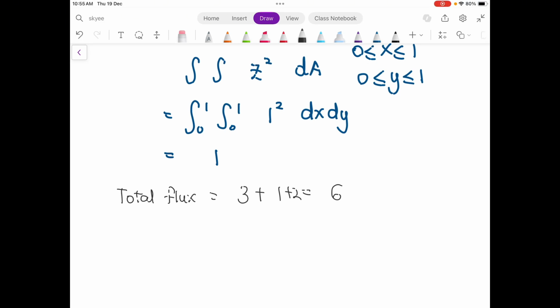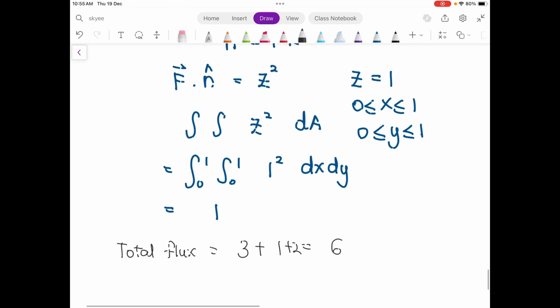You see, this one you have to do 6 times. Later on I will show you, maybe in our next lecture, how to actually simplify this process by using the divergence theorem. So you no need to do it surface by surface. With just a single equation, you'll be able to know what the flux coming out from the solid is.